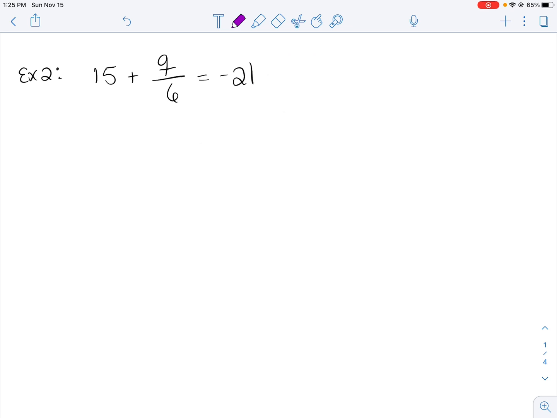See if we can follow this one. So 15 plus q divided by 6 is equal to negative 21. We want to solve for q. We're always trying to isolate the variable. And the first step is to add or subtract values away.